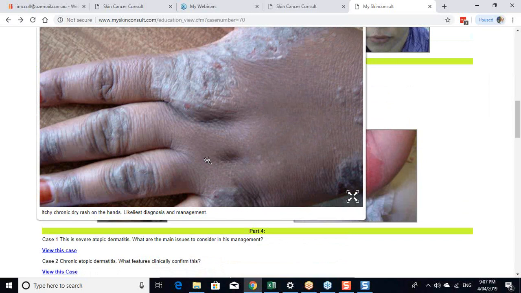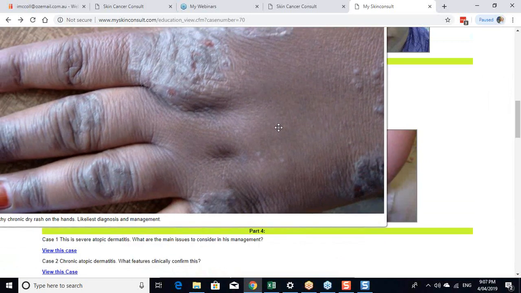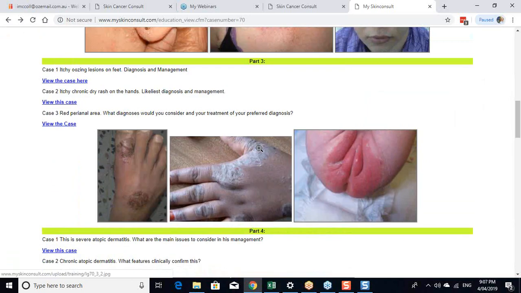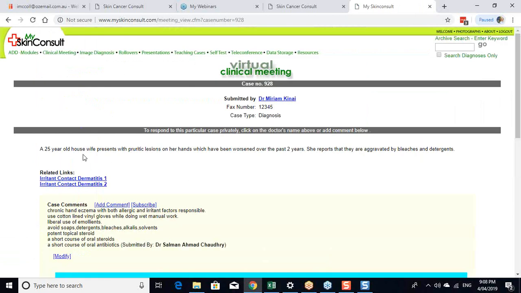I would have said some form of irritant dermatitis here. I don't think it's a contact dermatitis. So I would have said, protect from soap, plenty of moisturizers. I would have needed a fairly strong topical steroid, I thought, to maybe get that settled down. Let's see what this case was. "25-year-old housewife presented with pruritic lesions on her hands that have worsened over the past 2 years. She reports they're aggravated by bleaches and detergents."